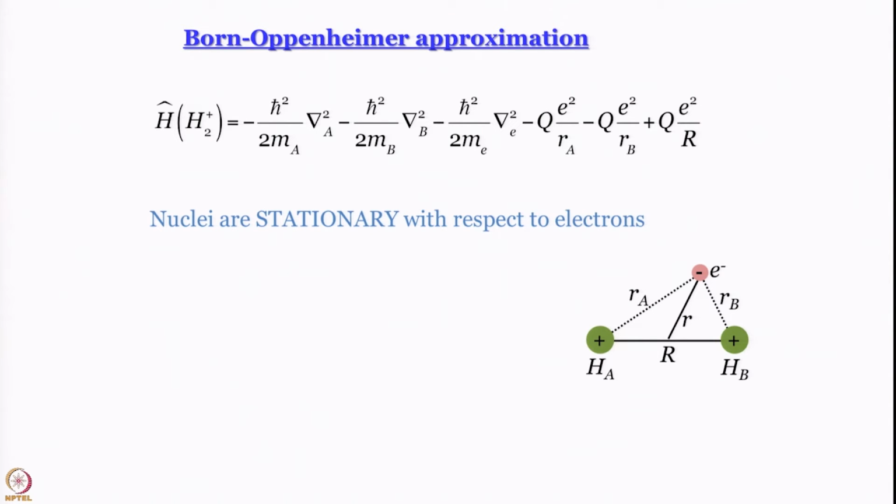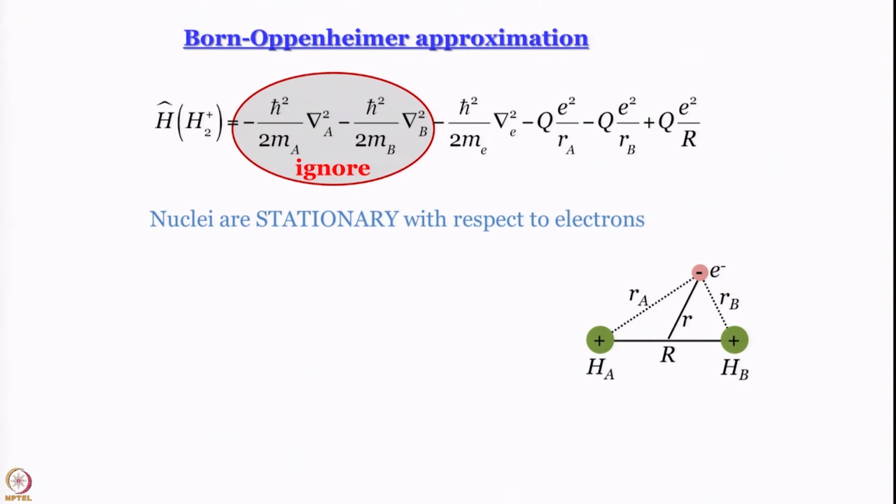So, when we use this consequence of Born-Oppenheimer approximation, how does this expression for the Hamiltonian simplify? And to keep things very simple, I am working with the Hamiltonian for H2 plus. For H2 we will just add those additional terms. So, first of all, this del A square, will you agree with me that this becomes 0? Will you agree with me that del B square term becomes 0, because we are considering the nuclei to be stationary. So, there is no question of their kinetic energy. So, these two we can ignore under Born-Oppenheimer approximation.